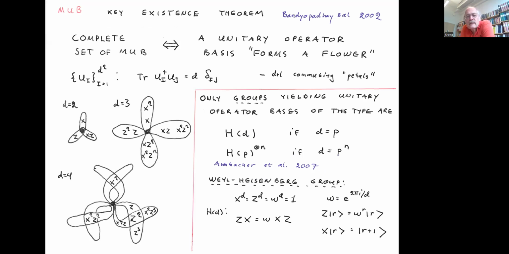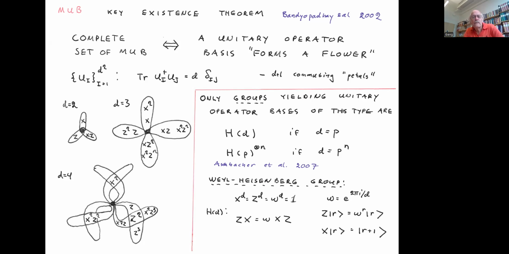There's a key existence theorem for these things, which was formulated in 2002 by Bandyopadhyay and some others. They showed that the existence of a complete set of mutually unbiased bases is actually equivalent to having a unitary operator basis of a particular form. I call it, they form a flower. Let me explain these terms.